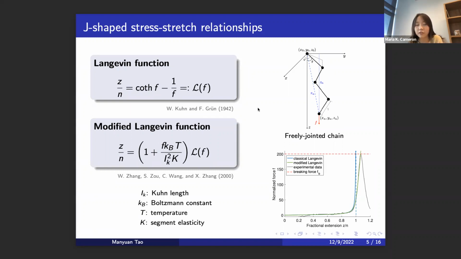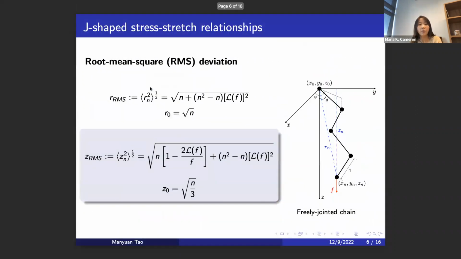Later, the Langevin function was modified with a stiffness to fit a measured force extension curve for a hydrogel, which is in the black graph here on the bottom right. This modification allows Kuhn segments to stretch before rupture. However, both of the two Langevin functions give a zero chain length when the force is zero, which is not suitable for our simulations.